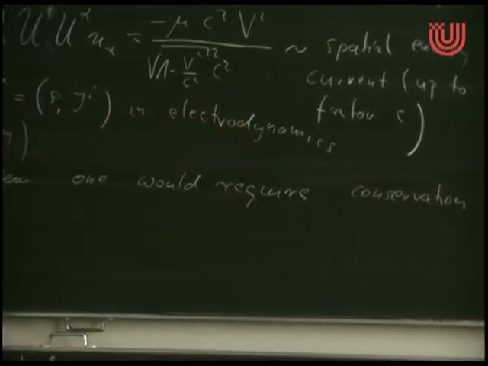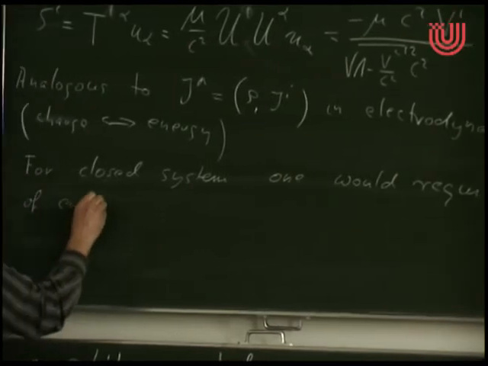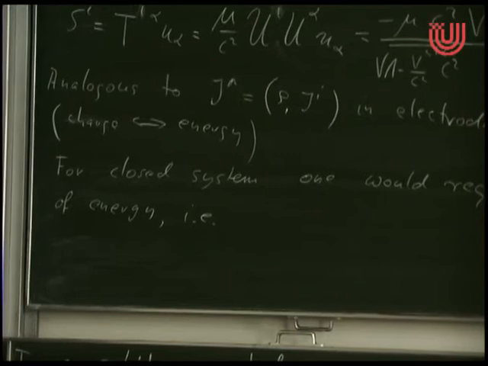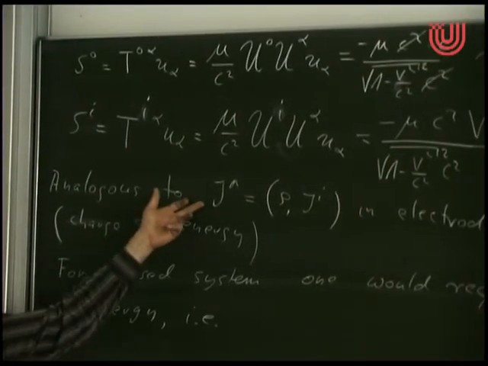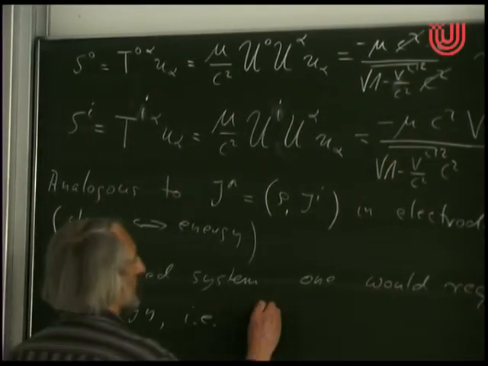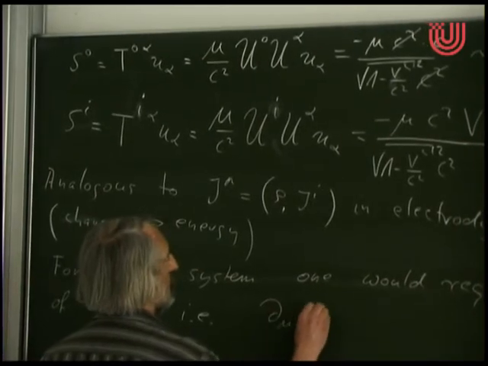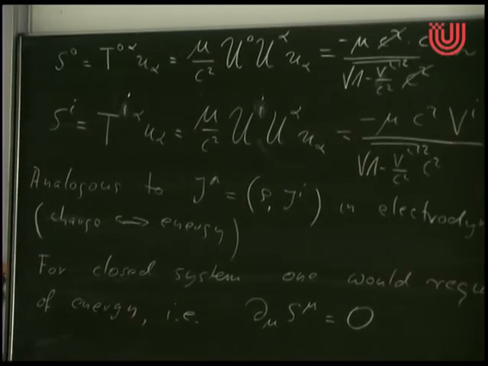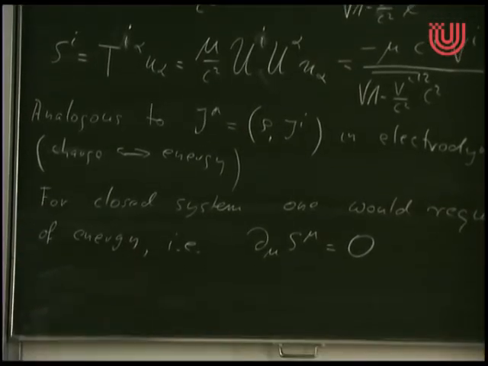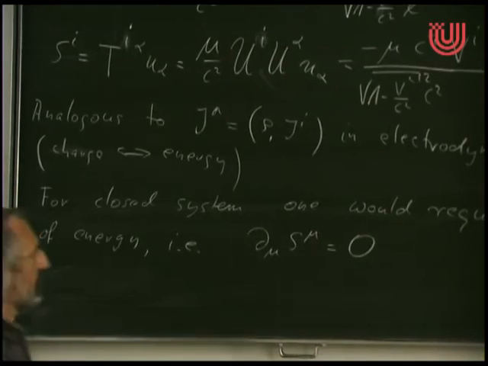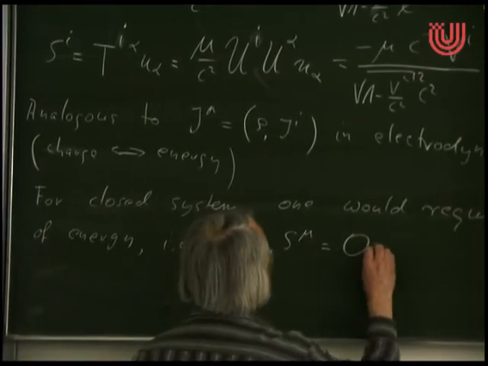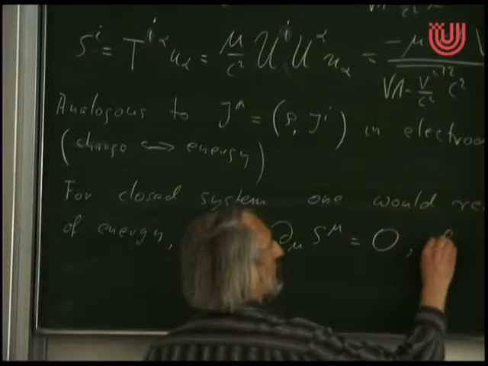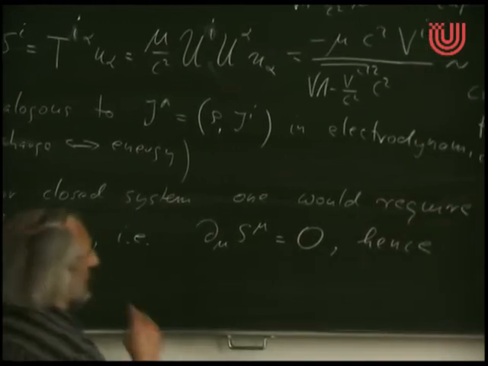It's a conservation of energy. This means a continuity equation which has exactly the same form as the continuity equation for the J, now with the S. And this was the equation, d mu S mu is 0, right? And now let's see how this translates into a property of the energy momentum tensor. So if this holds, then we can write it in this way.